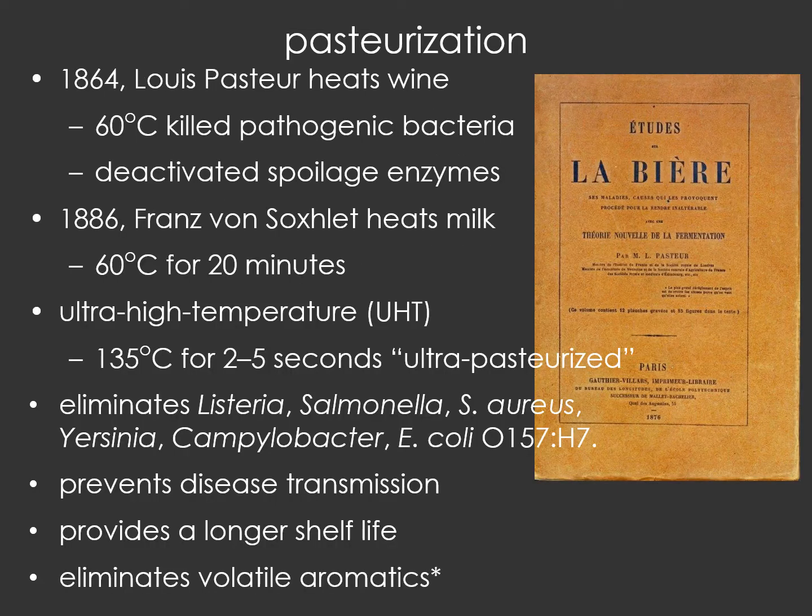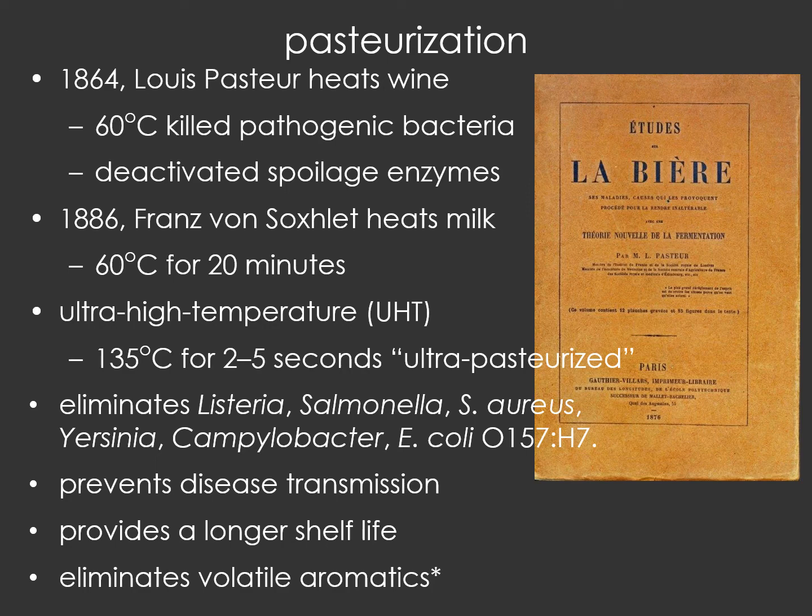Now, as we mentioned, this is not a new concept, and in fact, Louis Pasteur came up with something that he called pasteurization in the 1800s, where he was actually heating wine at 60 degrees in order to kill pathogenic bacteria and deactivate spoilage enzymes. And when he published those works, as you can see here in 1876, that was picked up by Franz von Soxhlet, who applied this idea of pasteurization to milk and came up with this modern idea of pasteurization, where milk is exposed for 20 minutes to 60 degrees Celsius in order to reduce the number of spoilage organisms.